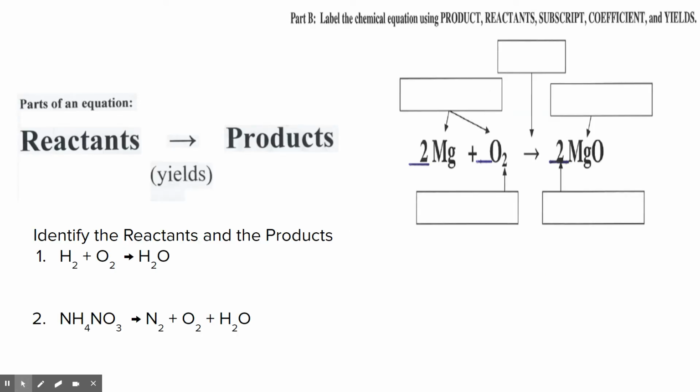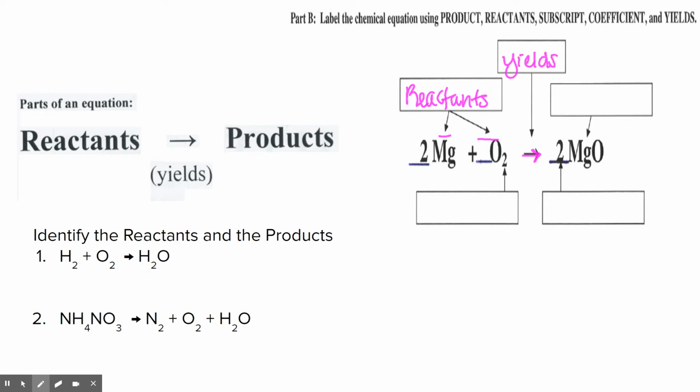Label the chemical equation using the words products, reactants, subscript, coefficient, and yields. So this first box is pointing to both magnesium and oxygen. They are on the left side, so that is reactants. This arrow is our next box. The arrow means yields.